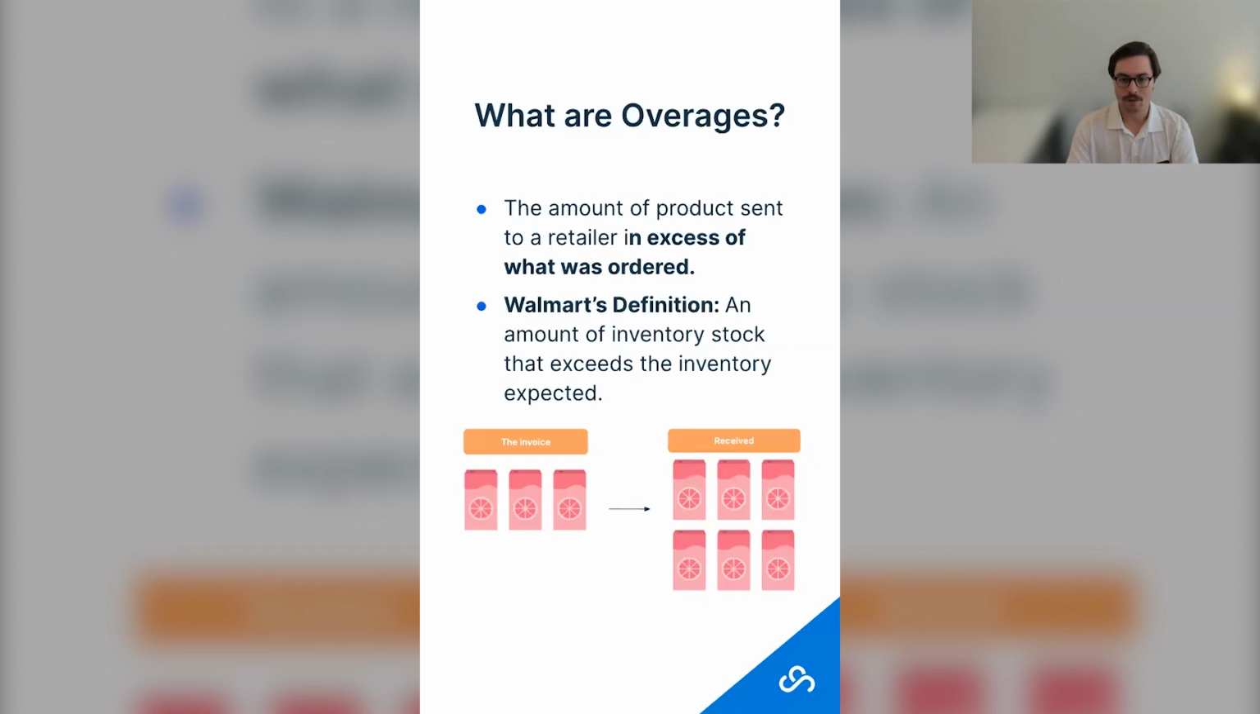Specifically, Walmart's definition is an amount of inventory stock that exceeds the inventory expected. In a great little graphic here below, the supplier invoiced for 3 of these little juice boxes, and Walmart actually received about 6 of them, which would make 3 overages. So it's pretty simple in concept, but there are certainly some complications when it comes to overages: how they arise, what you can do about it, how you can get better, and how Walmart generally punishes suppliers for these types of situations. We'll be getting into all of those today.